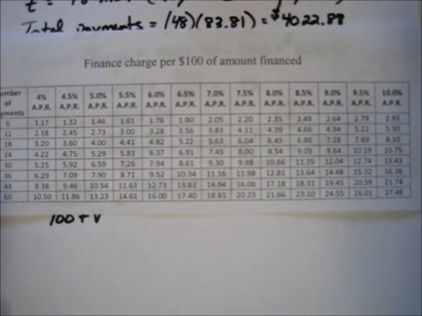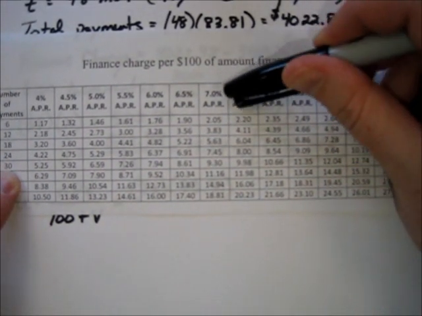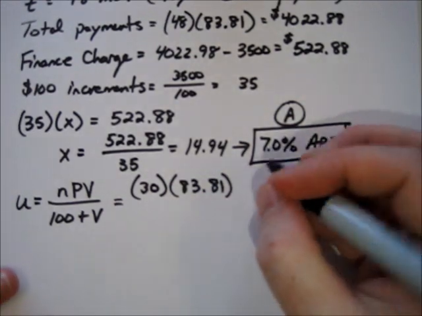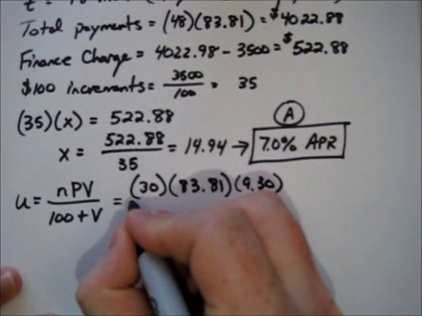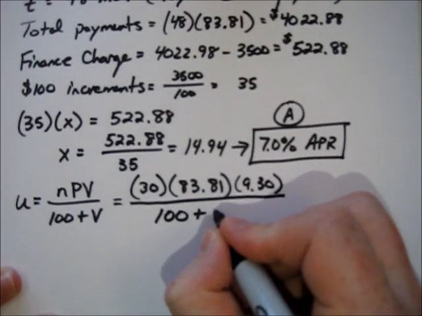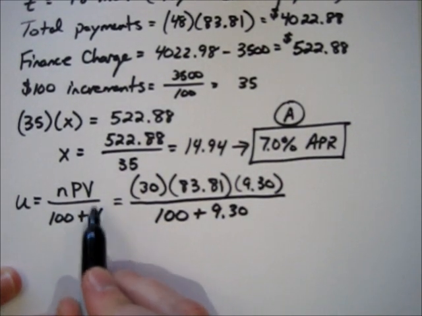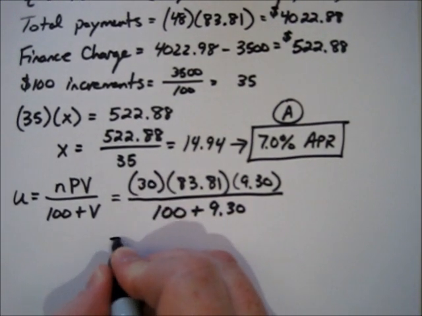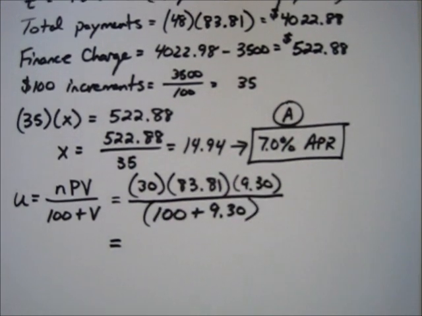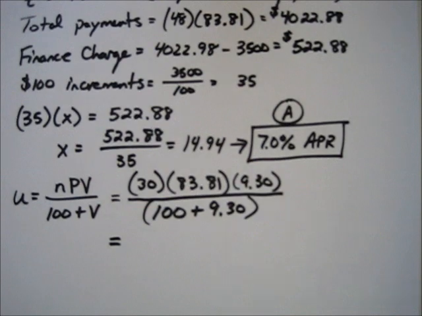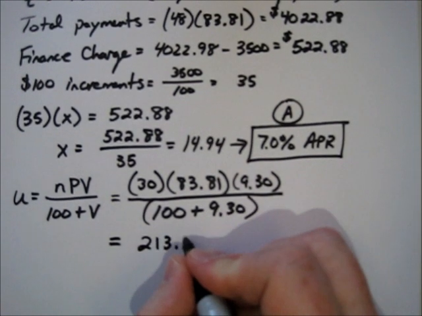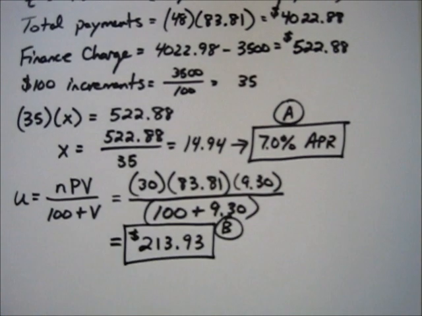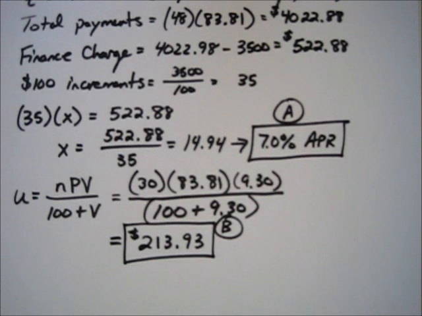So go back to the chart, find 30. I know it's a 7% APR loan. 9.30 is where those values cross. So 9.30. All of that divided by 100 plus 9.30. Notice the V shows up in both the numerator and the denominator. So we plug that into the calculator. If you're going to do it all at once, make sure you put the denominator completely in parentheses. We end up with $213.93, and that's how much interest Jeslianne would save by paying this loan off early.